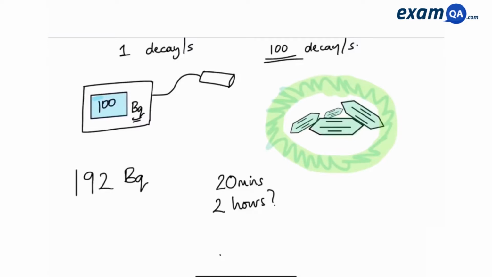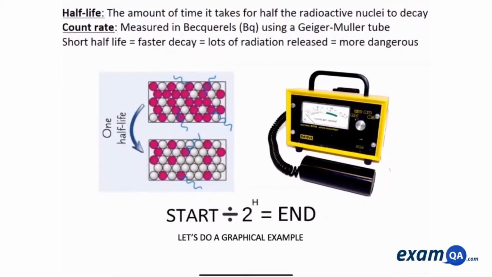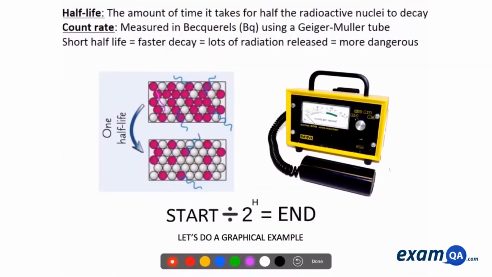Now, we know that over time, as the atoms decay, the remaining number of radioactive particles will begin to reduce. So initially, you might have a lot of radioactive particles. However, over time, those radioactive nuclei will begin to reduce as they decay and stabilize. So a half-life is the time it takes for the amount of radiation to halve. And again, that's measured in becquerels.